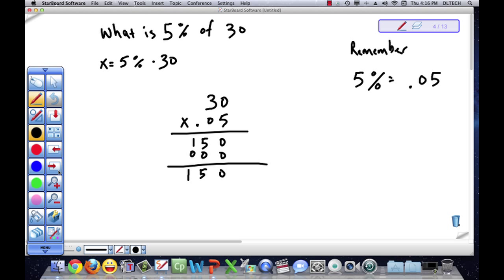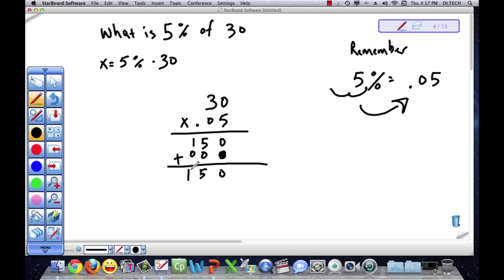Now remember that a percentage will be moved 2 decimals to the left to make it into decimal form. That's why here, moving 2 over will equal that. So now all we do is 30 times 0.05. Now, 5 times 0 is 0. 5 times 3 is 15. We always put 1 decimal over. So 0 times 0 is 0, and 0 times 3 is 0.